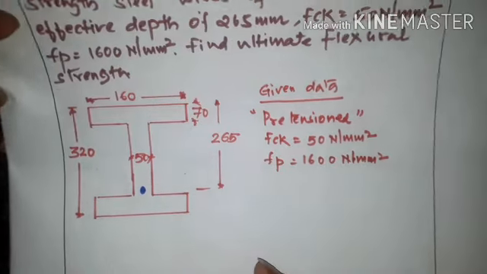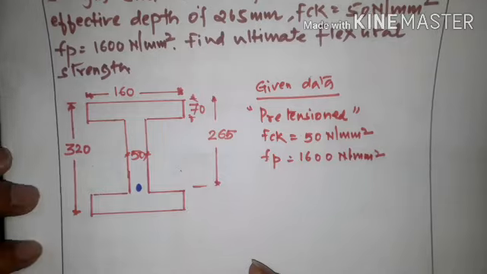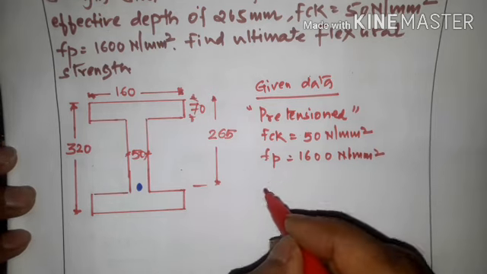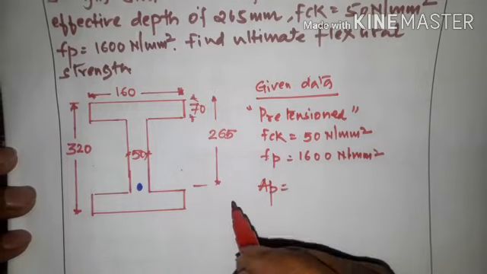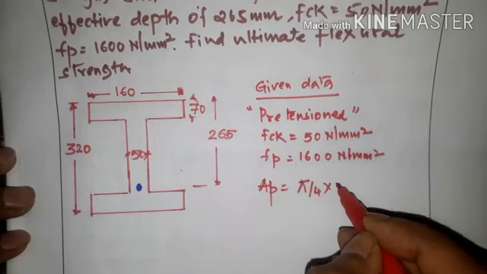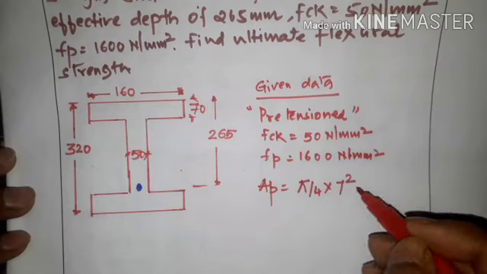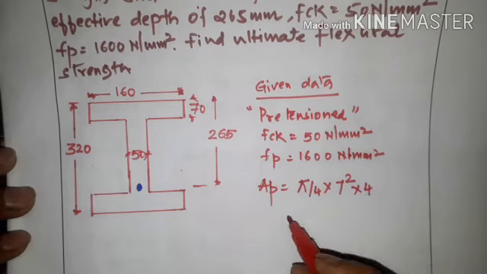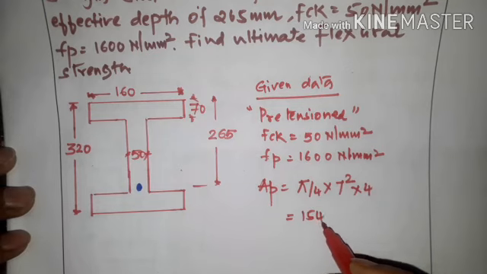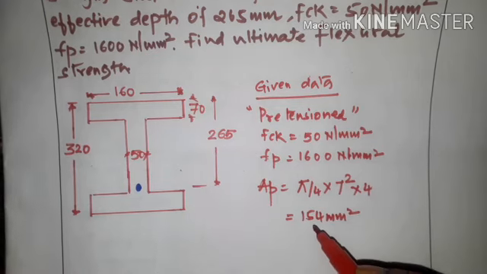Again it is given that the section is loaded with 4 high strength steel wires of 7 mm dia, which means the area of pre-stress is pi by 4 into 7 diameter squared into 4 cables. So we will get this as 154 mm square. Okay, so this is given as 154 mm square.